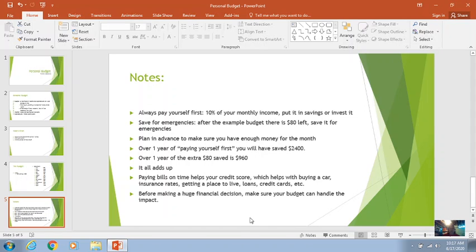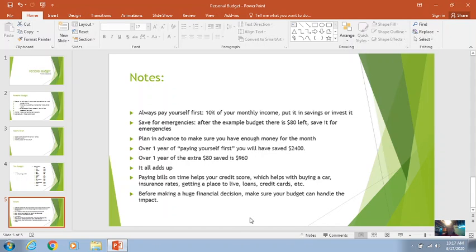Make sure you pay your bills on time. It helps with your credit score. A good credit score helps you when buying a car or getting better insurance rates. It helps you in getting a better place to live with rent. If you need to take out a loan or have credit cards, make sure you don't overextend yourself on those credit cards and those loans, because that will blow your budget up.